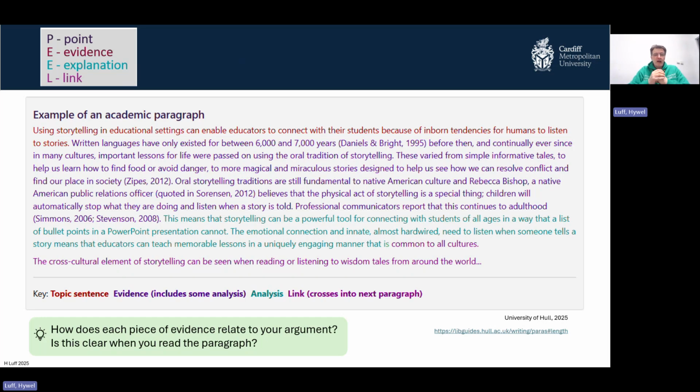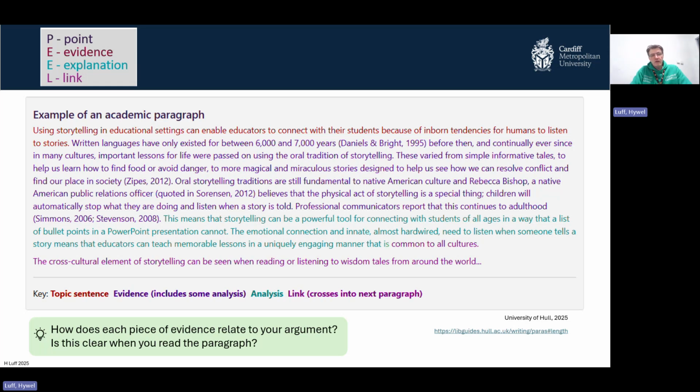You've got the PEEL method, and you may have come across PEEL, maybe not quite sure what it is, but it's a paragraph structure technique: point, evidence, explanation, and link. So this is someone's thought about their paragraph. They're thinking about what evidence am I going to use? I've got these references: Danielson, Bright, Zipes, Sorensen, Stevenson, Simmons and Stevenson. So how am I going to put it together?